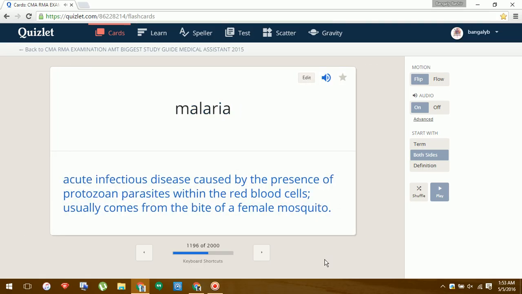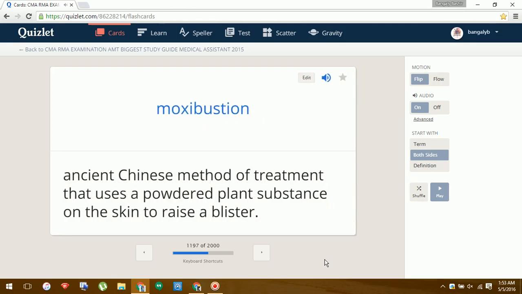Malaria. Acute infectious disease caused by the presence of protozoan parasites within the red blood cells, usually comes from the bite of a female mosquito. Moxibustion. Ancient Chinese method of treatment that uses a powdered plant substance on the skin to raise a blister. Opiates.